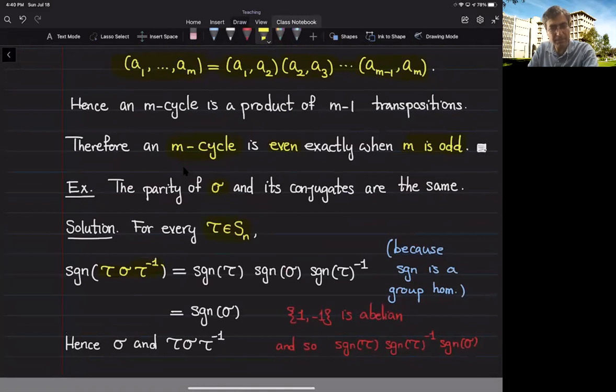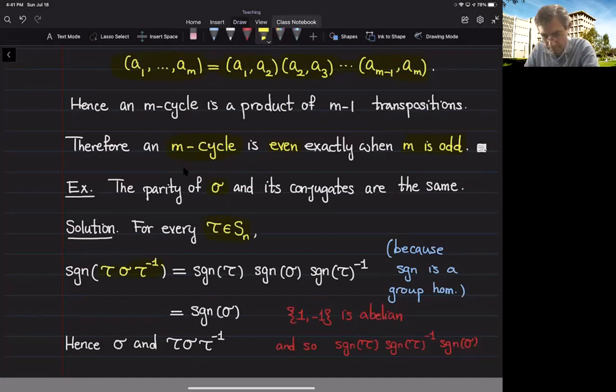Saying that they have the same parity is the same as saying that they have the same sign. So this is an important technique. We use this sign and use the fact that sign is a group homomorphism to understand parity of permutations. Instead of saying that parity of tau sigma tau inverse is the same as parity of sigma, I'm going to discuss why sign of sigma is equal to sign of tau sigma tau inverse.